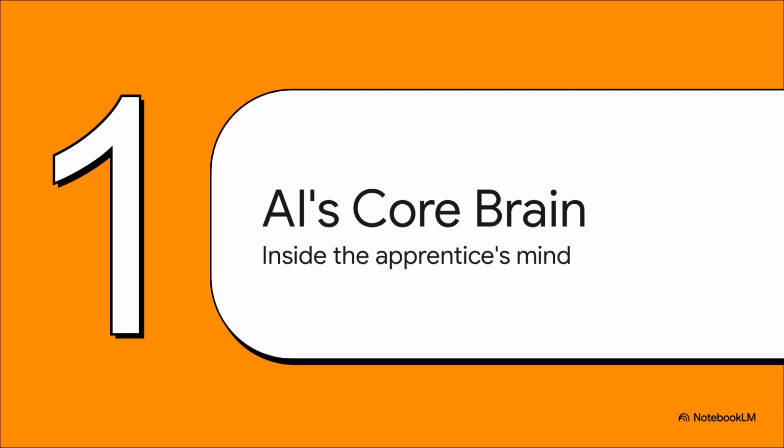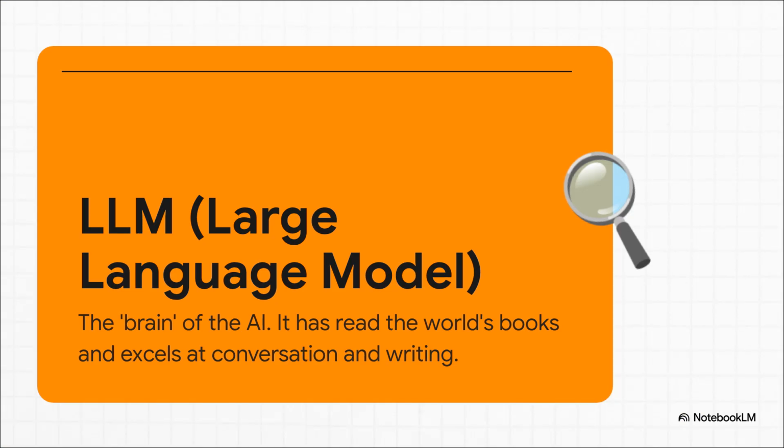What's going on inside its mind? To get that, we've got to peek inside its brain and see what makes it tick. All right, so the biggest piece of the puzzle, the absolute heart of it all, is the LLM, or large language model. This is the AI's brain. And trust me, it's large for a reason. I mean, just try to imagine something that has basically read the entire internet. We're talking every book, every article, every website. All that info is what gives it this crazy ability to chat, write, and just understand what we're saying.